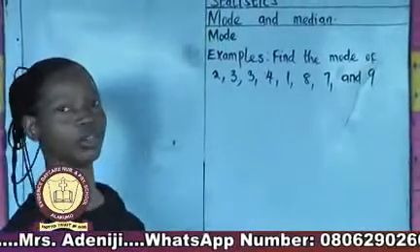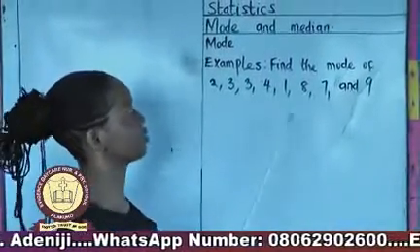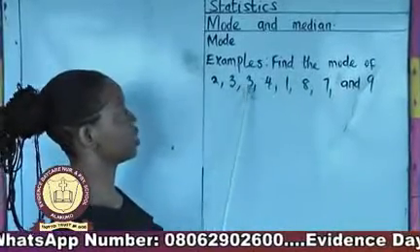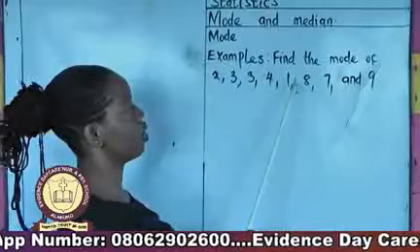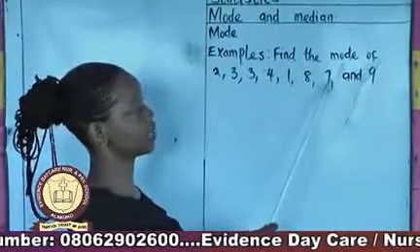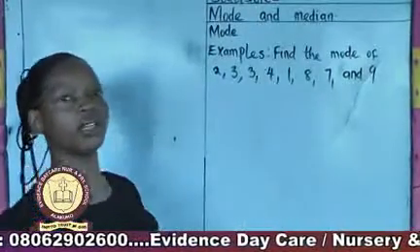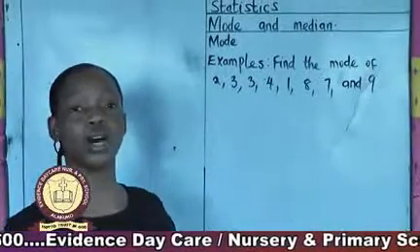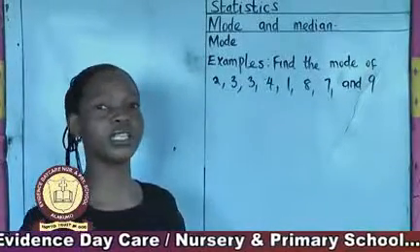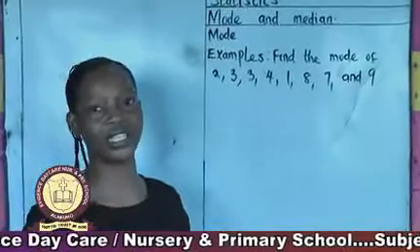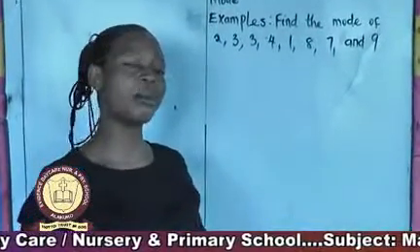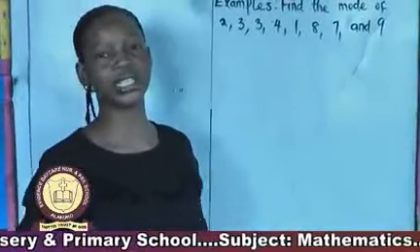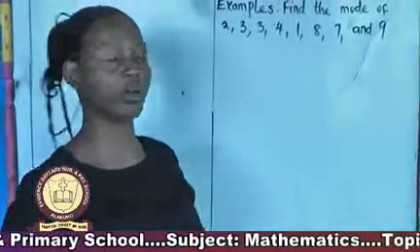Example of finding the mode of any set of numbers. Find the mode of 2, 3, 3, 4, 1, 8, 7, and 9. Now, in finding mode, the first thing you do is to know what mode is. Mode is the number that appears most in any set of numbers. It is the number that repeats itself most in any set of numbers. That is the frequent number.